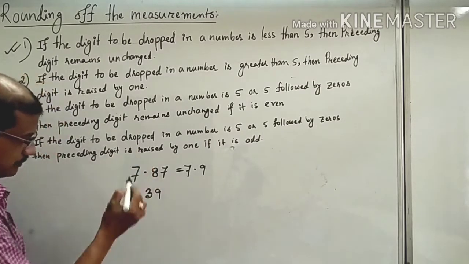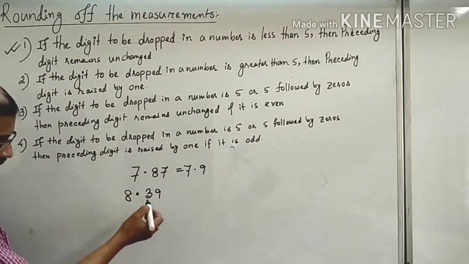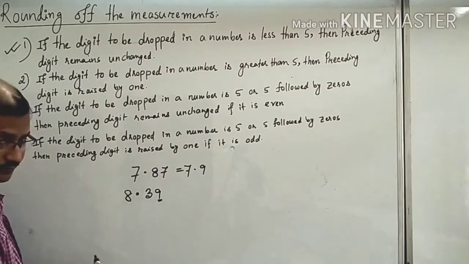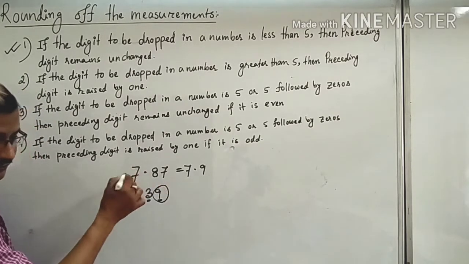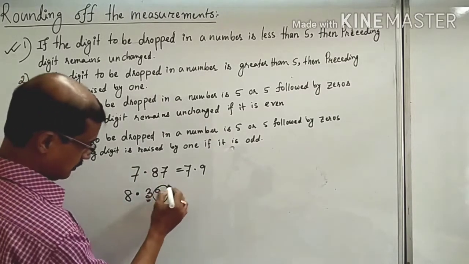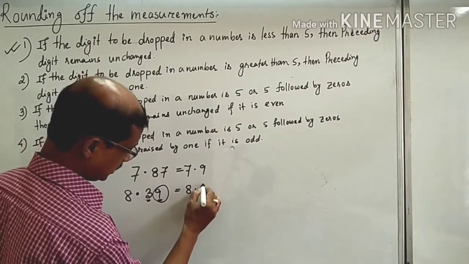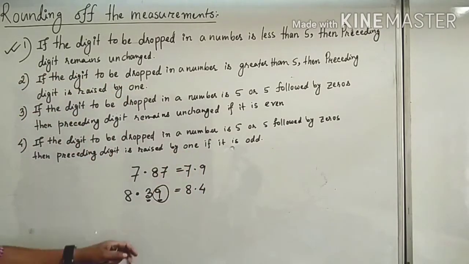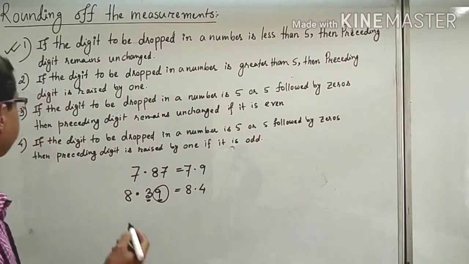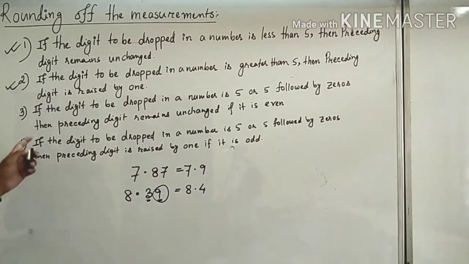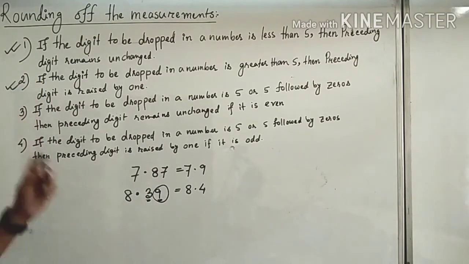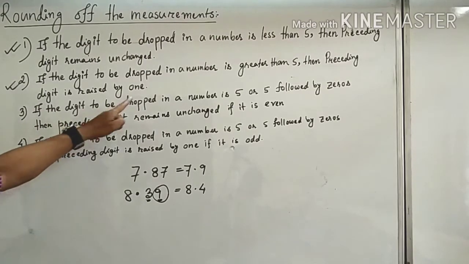Similarly suppose you have another number, 8.39. Here the digit to be dropped is 9 and the preceding digit is 3. The digit to be dropped, 9, is greater than 5, so the preceding digit must be raised by 1. So after rounding off you can write 8.4. So this was your rule 2.